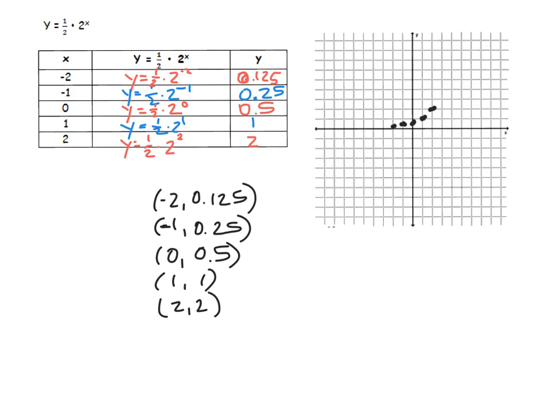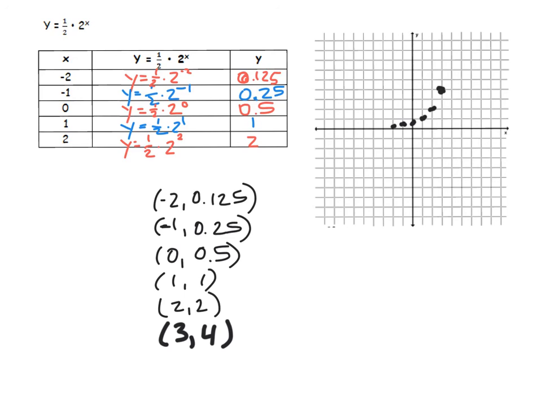Now it's hard to see at this point what type of curve this might turn into. So let's go ahead and find one more point to help our graph look a little bit clearer. We're going to put 3 in for x. 2 to the third power is 2 times 2 times 2, which is 8. So we're going to take 1/2 of 8. 1/2 of 8 is 4. So now we're at 3, 4, which would be here.